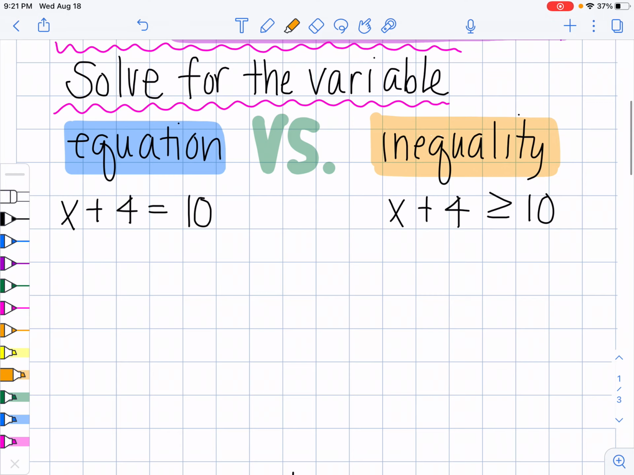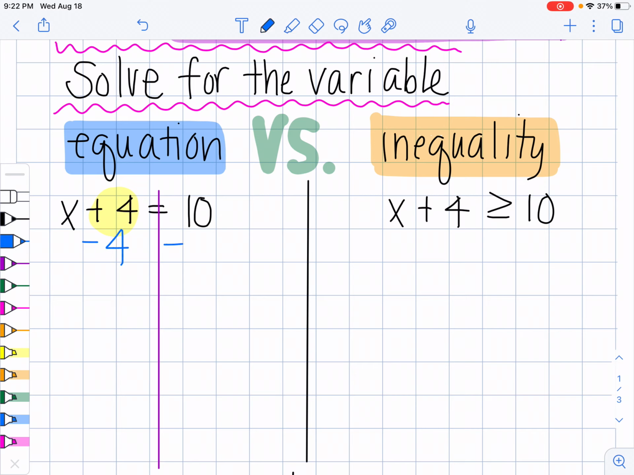So we're going to solve for the variable in the equation on the left, and we're going to solve for the variable in the inequality on the right. And I want you to notice what is different of the two. So we'll start with the equation. When I solve my equation, I'm going to draw my line down the equal, so I remember whatever I do to one side, I do to the other. I have to get rid of this positive 4 to get the variable on a side by itself. The opposite of positive 4 is negative 4, so I'm going to subtract 4 from both sides. This cancels out, and I get x is equal to 10 minus 4, which is 6.